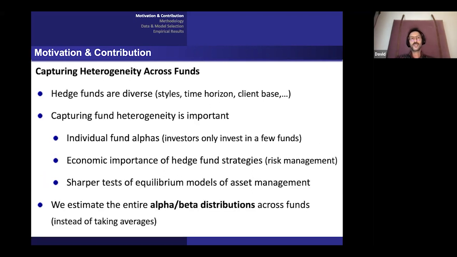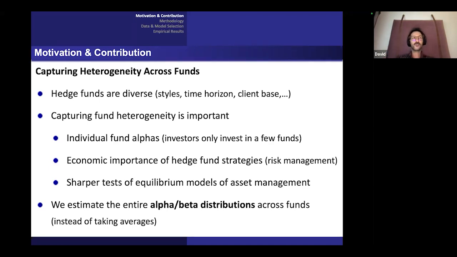Now, you would agree that hedge funds are typically more heterogeneous or diverse than mutual funds. And we claim that capturing this heterogeneity is very important for several reasons. First, from an investment viewpoint, if you have the distribution of the performance instead of a single average estimate, you may benchmark your investments as compared to the overall universe, right? So capturing individual fund alpha is very important for investors that typically only invest in a few funds.